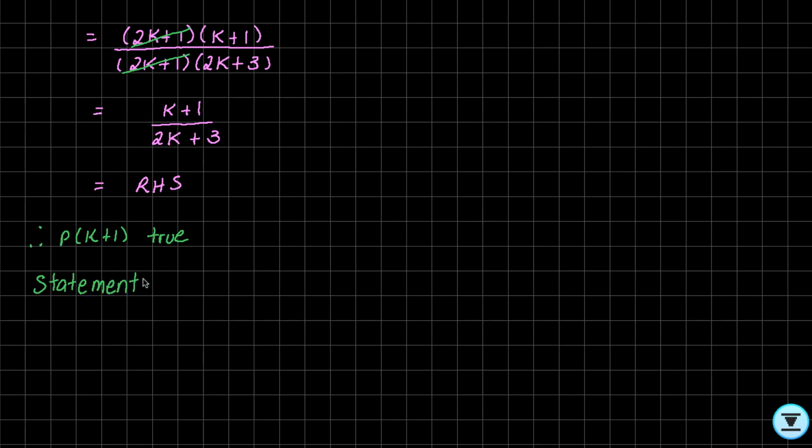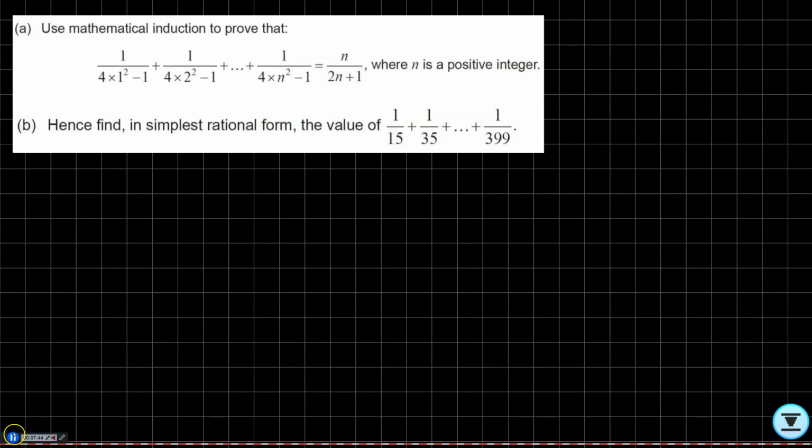Let's have a look at part B. Okay, so now we're wanting to do part B. And we've got this hence. So you must use the thing that we've just proved. Hence, find in simplest rational form the value of this. And we go, what's going on there? Well, look at your original statement and see if you can get any similarities.